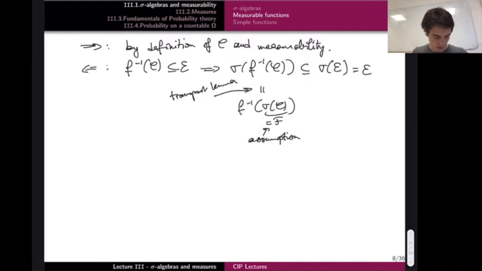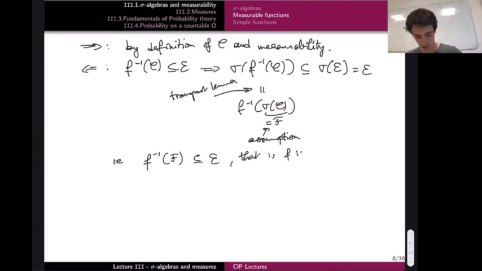So we get that f minus 1 of calligraphic F is included in E. That is, f is measurable. Okay, and that concludes the proof of this proposition. Perfect. So as I told you, this will be a very interesting proposition when it comes to proving that a function is measurable. We'll have the opportunity to use this result very soon.